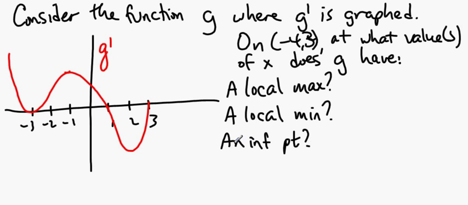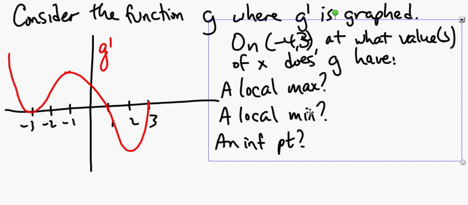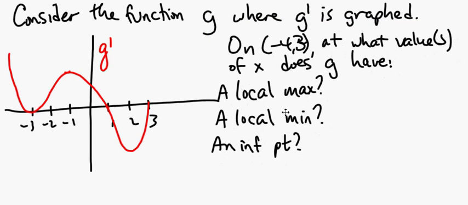Okay, so let's talk about a local max. At a local max, G prime changes from positive to negative. So G prime is positive, G prime is 0. G prime is positive, positive, positive, negative. Right there. G has a max at x equals 1 because G prime changes from positive to negative.